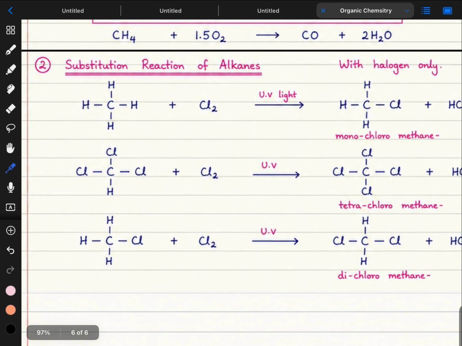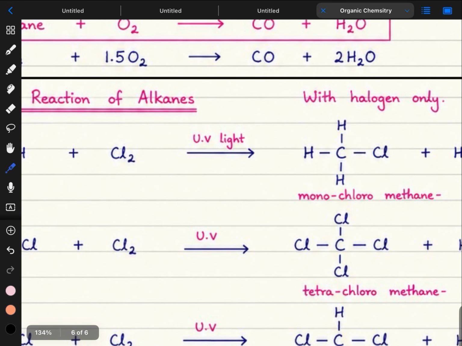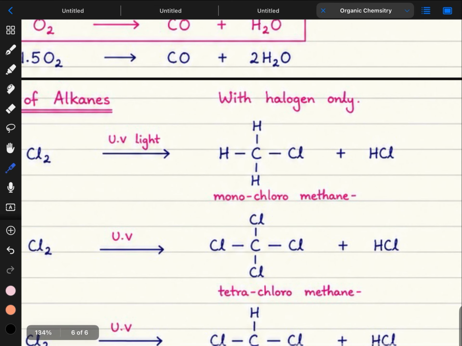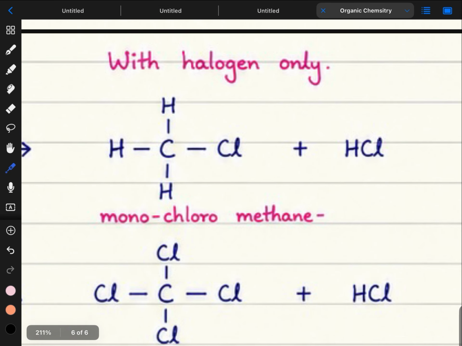Let's take an example of this equation. Firstly, this is methane, which reacts with chlorine in the presence of UV light because it is a photochemical reaction, and the products are monochloromethane and hydrochloric acid. Why it is named as monochloromethane? Because there is only one chlorine present, and mono means one, so it's named as monochloromethane.